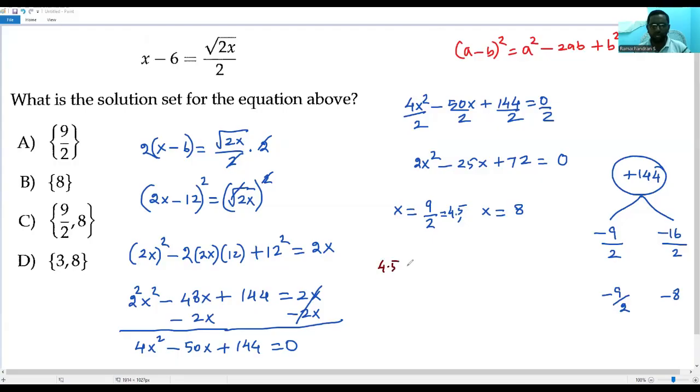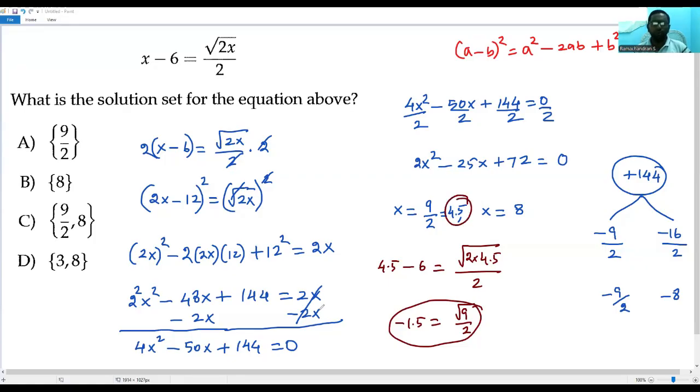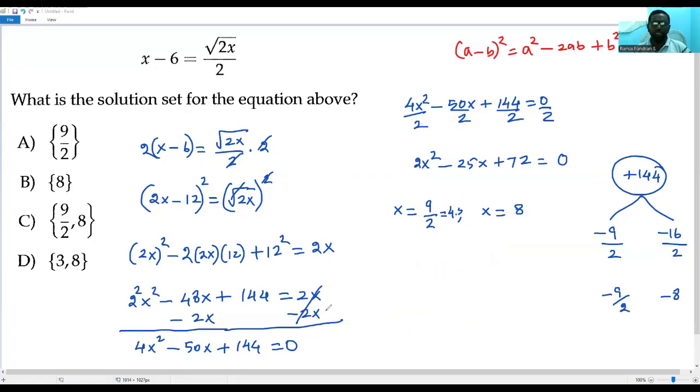Then I'm getting 4.5 minus 6 equals the square root of 2 times 4.5 divided by 2. When I simplify this, 4.5 minus 6, I am getting negative 1.5, and here the square root of 2 times 4.5 is 9/2. I don't have to do further simplification on the right side, because anyway it's a positive value, but here we get a negative value on the left side. A negative value and a positive value can never be equal, so we are getting a false statement when I plug in x equals 4.5 into the equation. So we cannot consider this 9/2 as a valid solution. It's an extraneous solution, so we can reject this one.